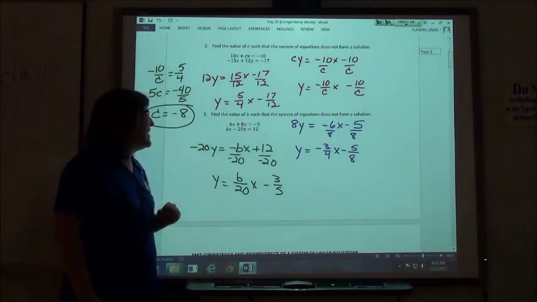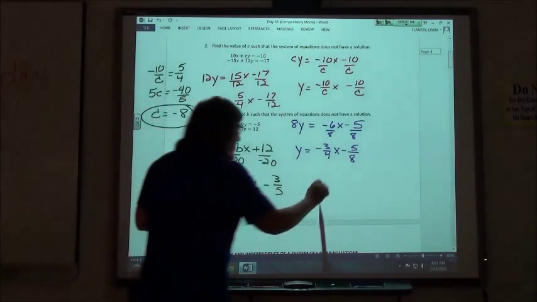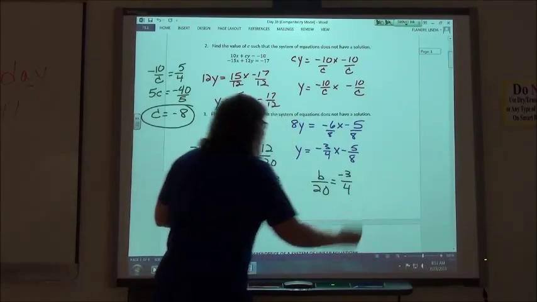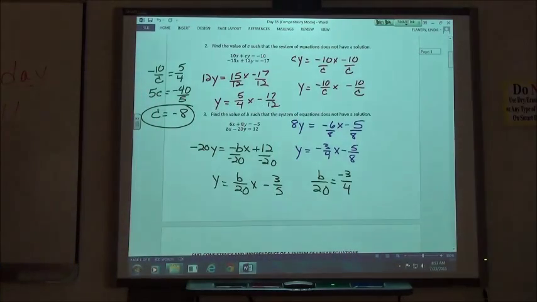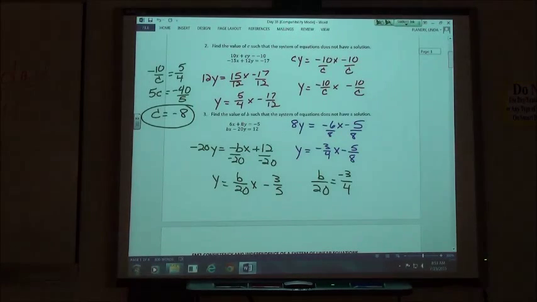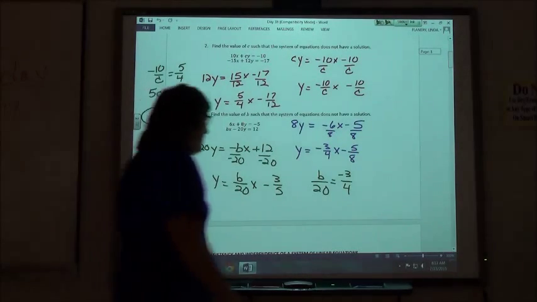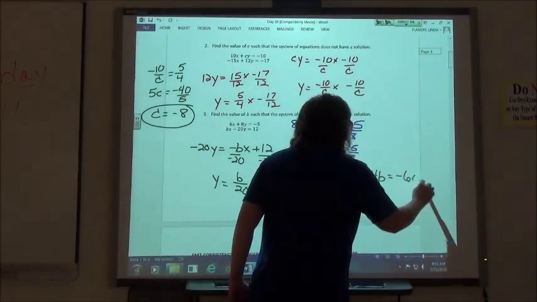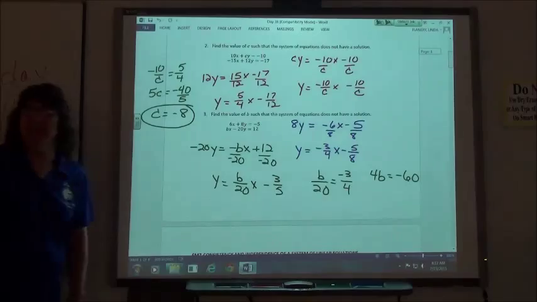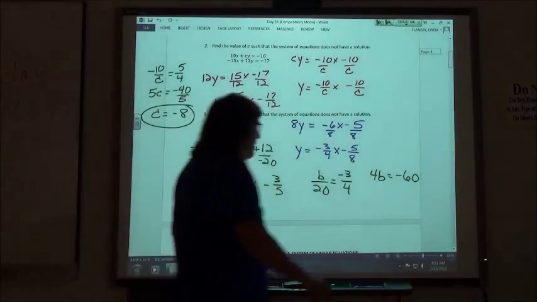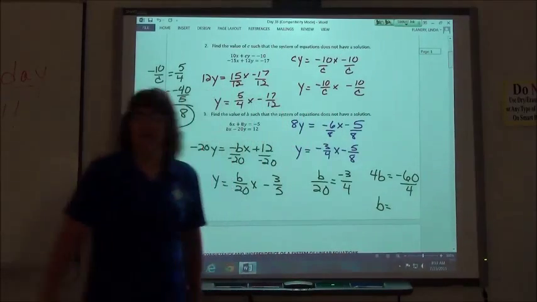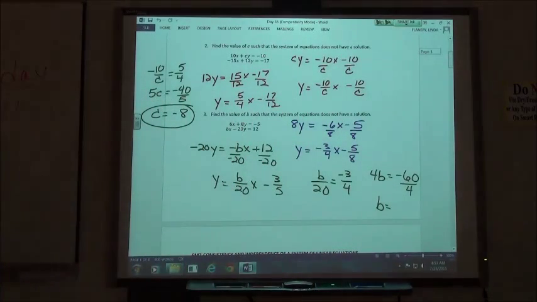So again, we want to set our slopes equal to each other. So b over 20 has to equal negative 3/4. If we cross multiply and solve that, we would get 4b equals negative 60. And when you divide by 4, your answer is going to be negative 15.